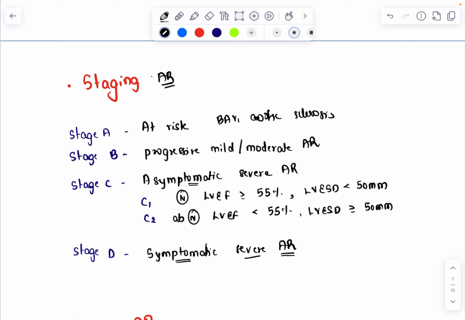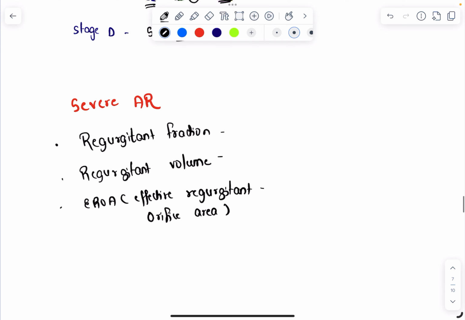In stage C1, the ejection fraction is more than 55% and the left ventricular end systolic diameter is less than 50 mm. Whereas in stage C2, the ejection fraction is less than 55% and LVESD is more than or equal to 50 mm. Now you should only remember the staging of severe aortic regurgitation.